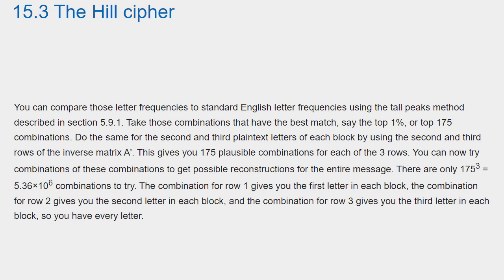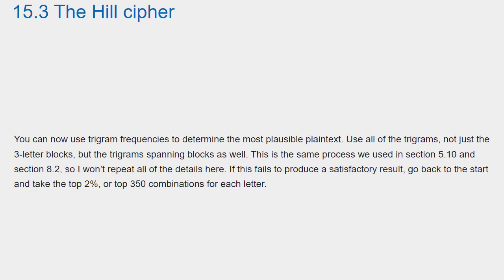This gives you 175 plausible combinations for each of the 3 rows. You can now try combinations of these combinations to get possible reconstructions for the entire message. There are only 175 cubed equals 5.36 times 10 to the power 6 combinations to try. The combination for row 1 gives you the first letter in each block. The combination for row 2 gives you the second letter in each block, and the combination for row 3 gives you the third letter in each block. So you have every letter.